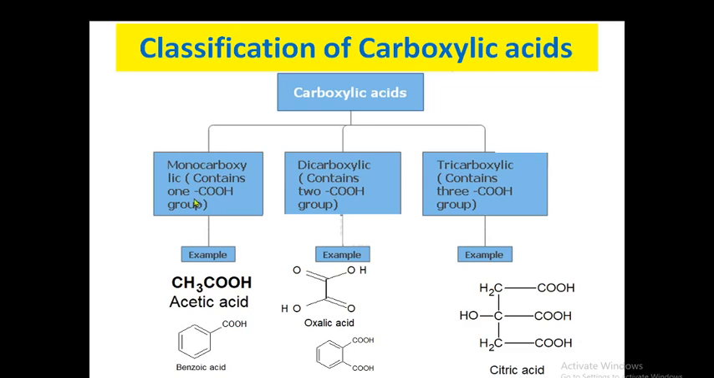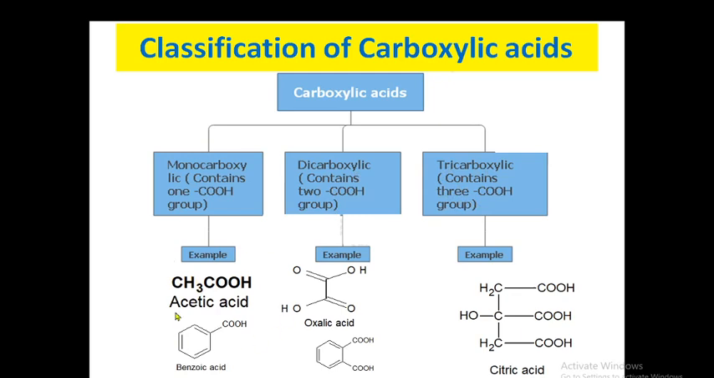So depending on the number of COOH groups present in the carboxylic acid, it is classified into three classes. Monocarboxylic acid, so definitely it contains only one carboxylic acid group. Dicarboxylic acid contains two carboxylic acid groups, and tricarboxylic acid contains three carboxylic acid groups.